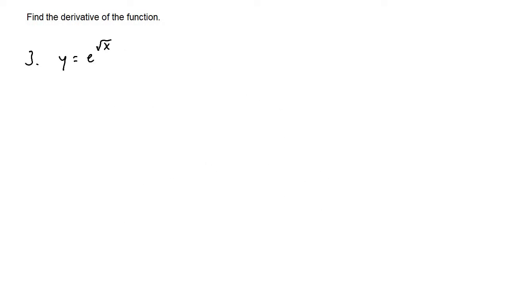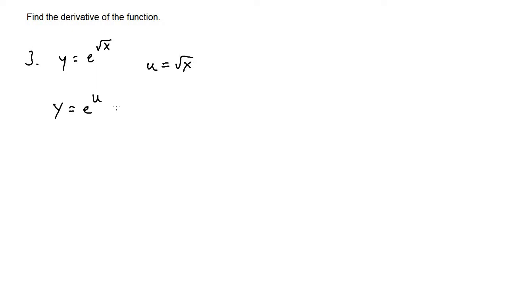Now for number 3, we have y equals e raised to the power of the square root of x. So realize we don't just have e to the x, we have e to the square root of x. Because we do have that inner function, we do have to use the chain rule. So let's go ahead and first identify our inner and outer function. So we have y equals, I'm going to go ahead and label u as the square root of x. So our outer function is e to the u, our inner function is where u equals the square root of x.